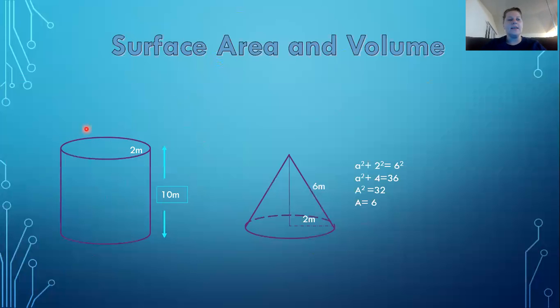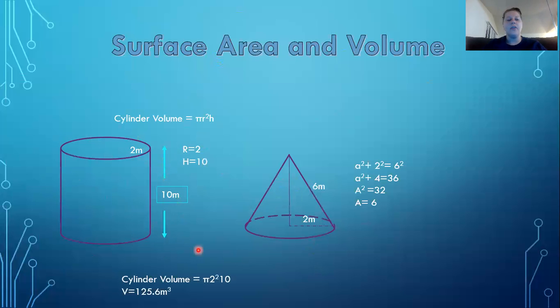Now, we want to find the volume. To make this a little bit easier, we pulled it apart. So we're going to find the volume of our cylinder and then the volume of our cone. To find the volume of the cylinder, our formula is pi r squared times h, with r equaling 2, again, which is our radius, and h equaling our height, which is 10 meters.